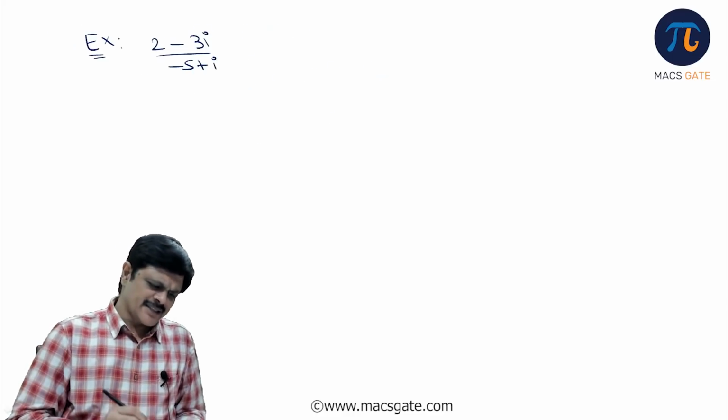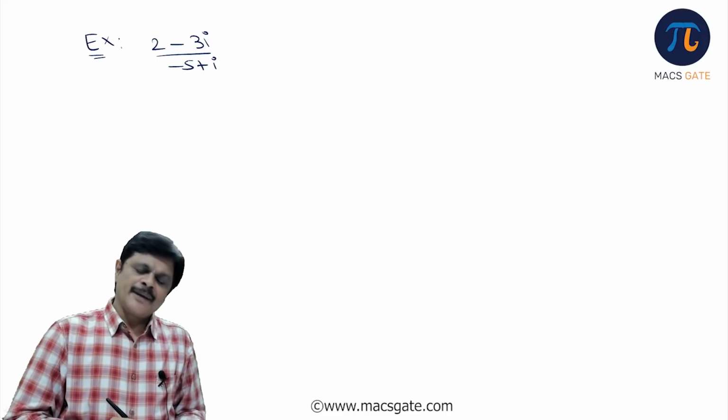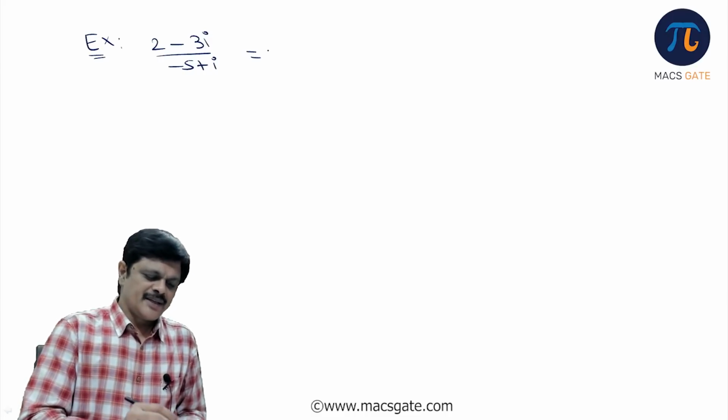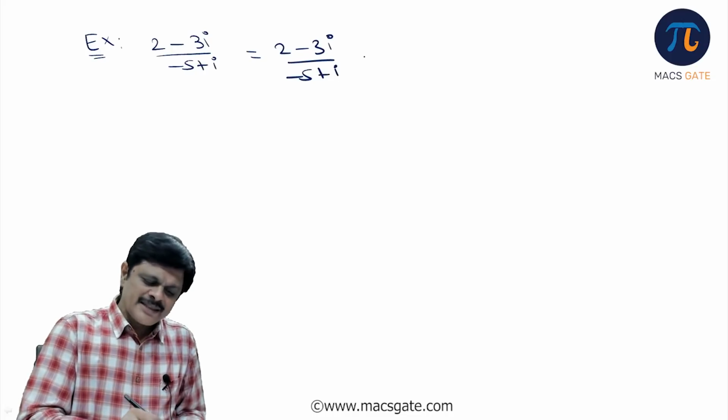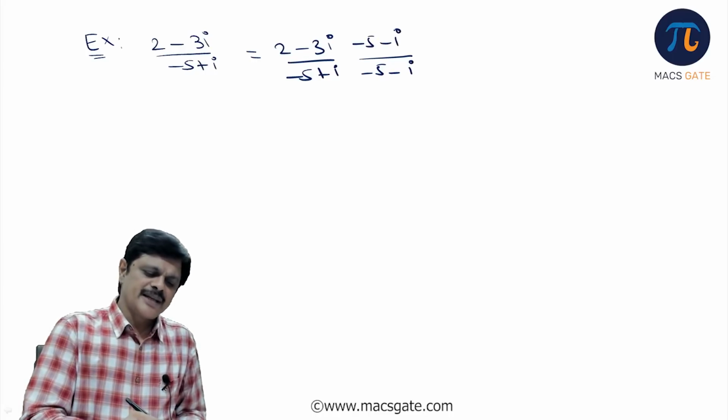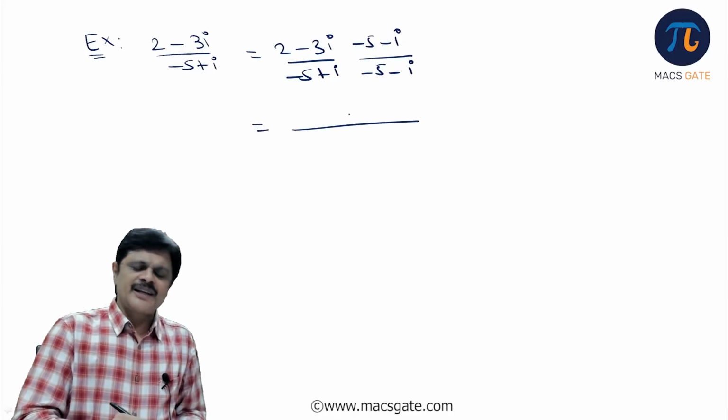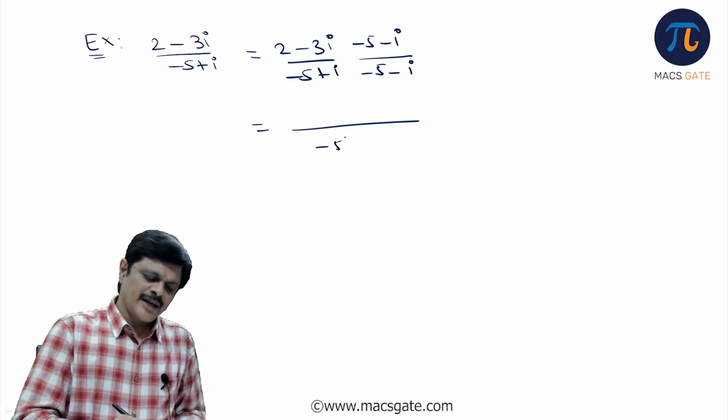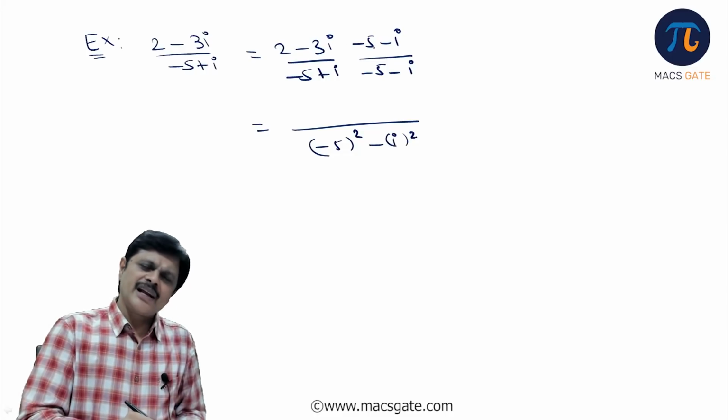Let us take one more simple example. (2 minus 3i) by (minus 5 plus i). So the idea is you multiply and divide by the conjugate. When it is plus, you multiply and divide by minus: minus 5 minus i. So the denominator is like (a plus b) into (a minus b), a square, that is minus 5 square minus i square. Numerator real into real, imaginary into imaginary, use that idea.